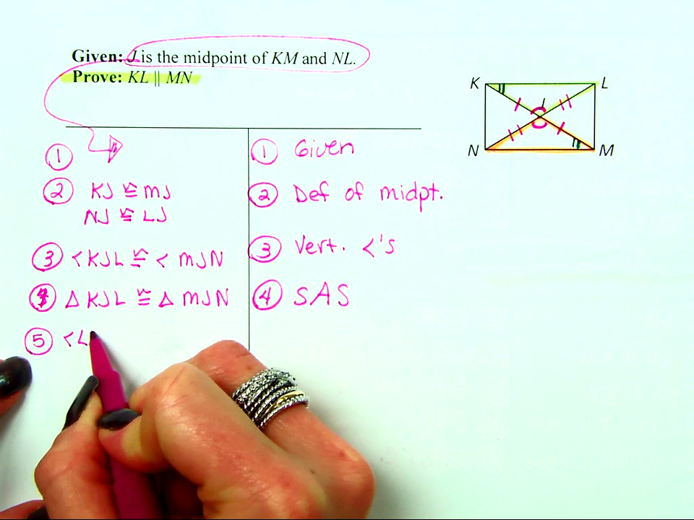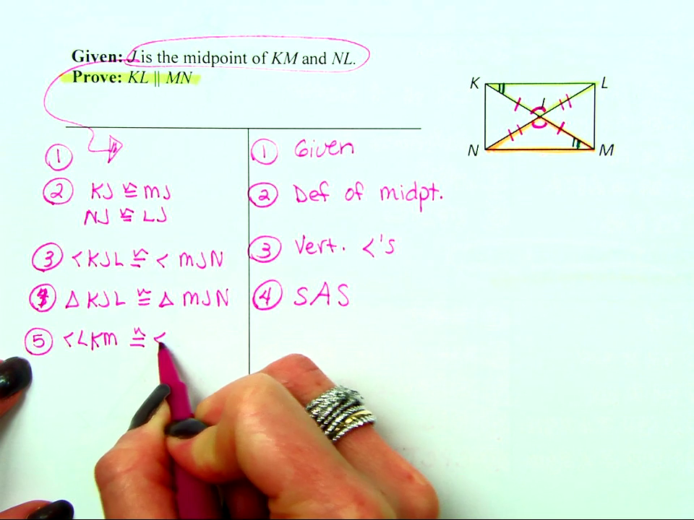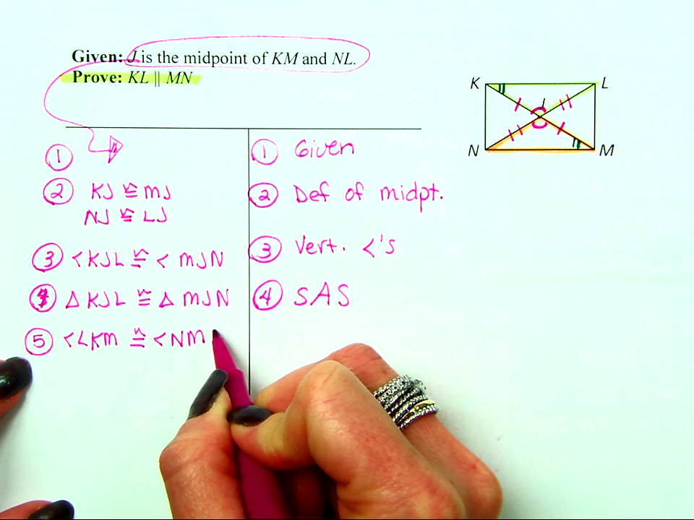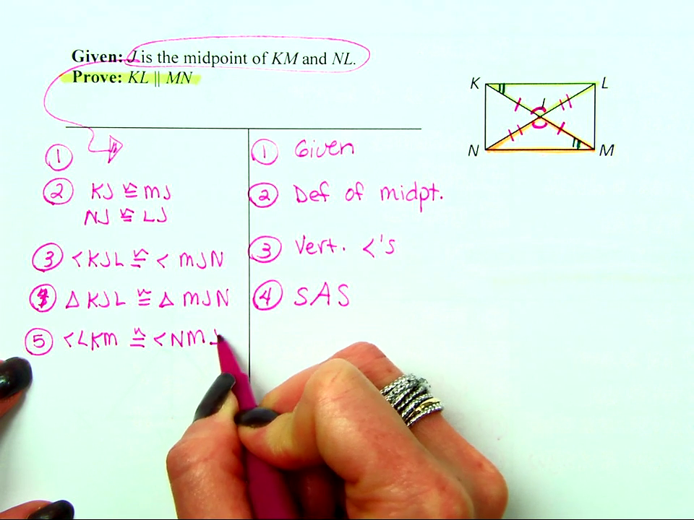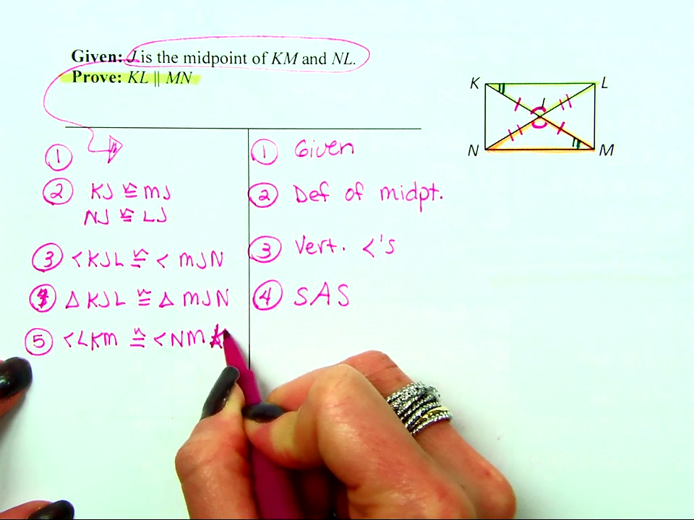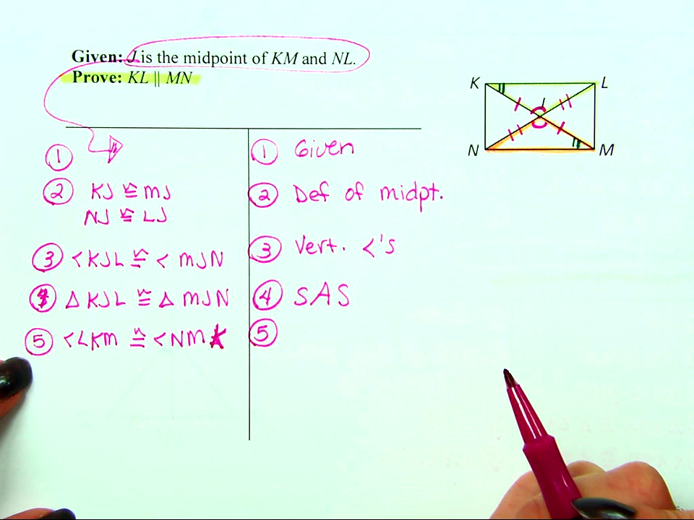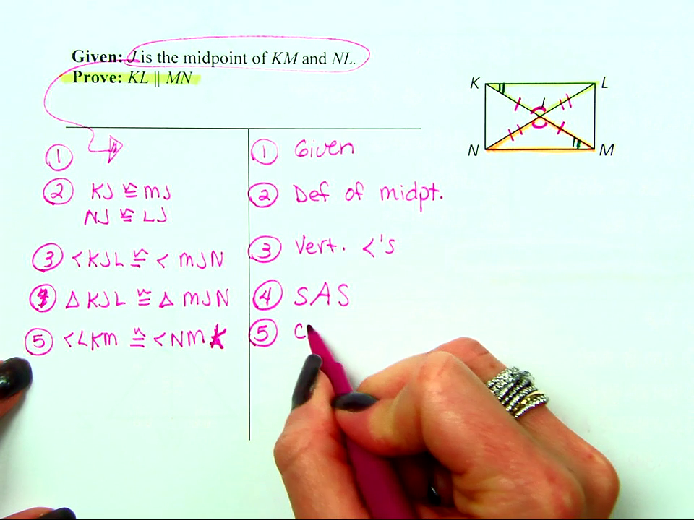And so in my step number 5, I'm going to go ahead and say that we know angle LKM must be congruent to angle NMJ or NMK. You could say that either way, I guess. Why do we know they are equal? Well, we know they are equal because they are corresponding parts.